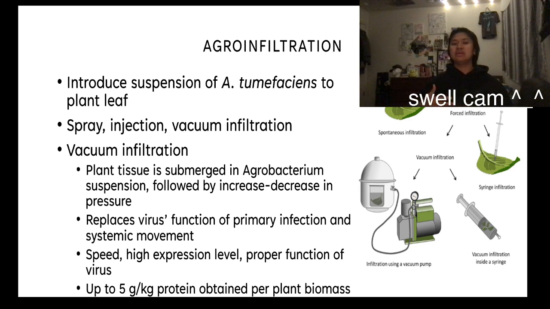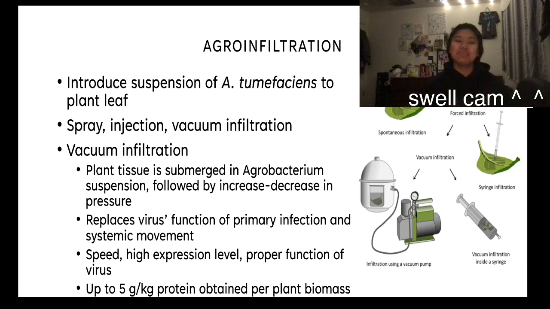for introducing agrobacterium to your plant leaf. So, spraying, you're using high pressure spraying. Injection, you take a syringe and inject it into your plant appendage, plant leaf, whatever plant.